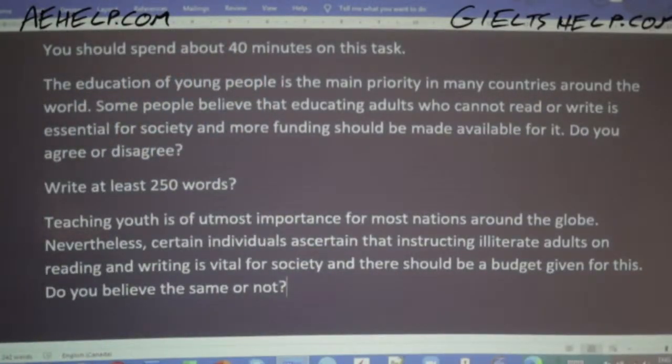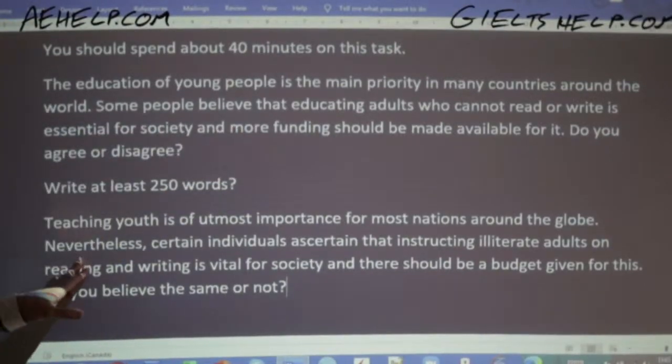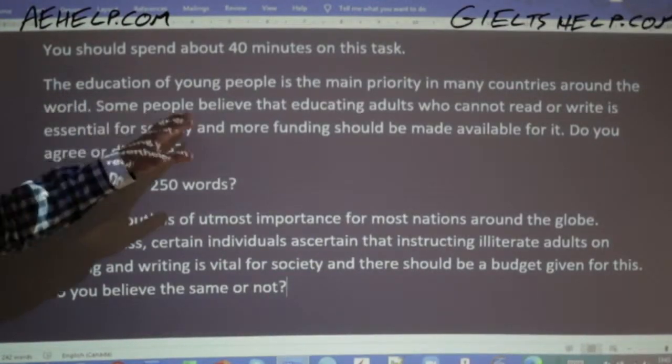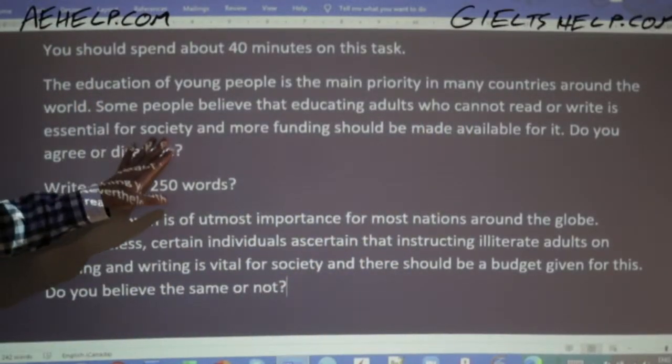Okay, and then some people believe, so I wrote that as nevertheless, because it's kind of a contrast here. So I'm recognizing this hidden contrast. So nevertheless, so even though this is the main priority, right? Some people believe that educating adults who cannot read or write is essential for society.